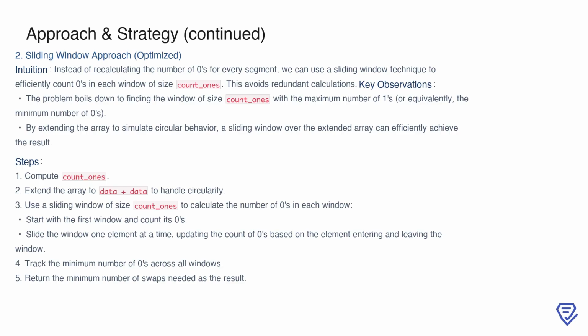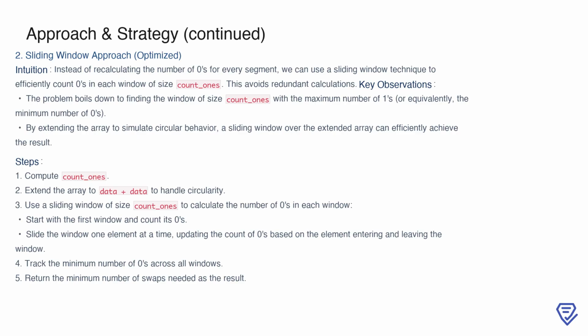To handle the circular nature of the array, we extend it by concatenating it to itself, just as in the brute force approach. Then, using a sliding window of size count_1's, we calculate the count of zeros. For the first window, we count the zeros directly. As the window slides, we simply update the count by adding the value of the incoming element and removing the value of the outgoing element. This avoids recalculating the count from scratch for each window.